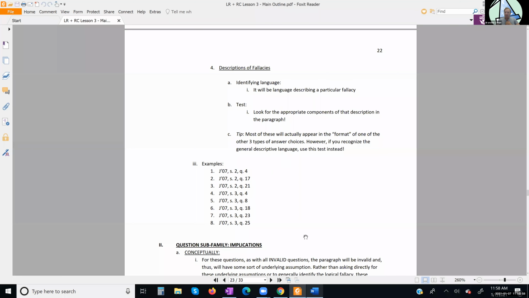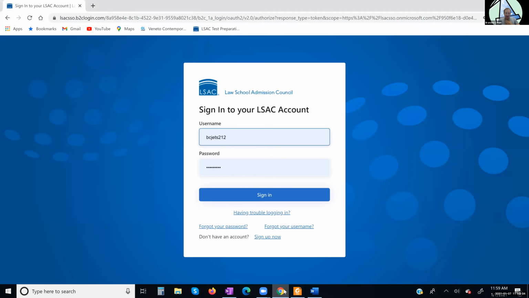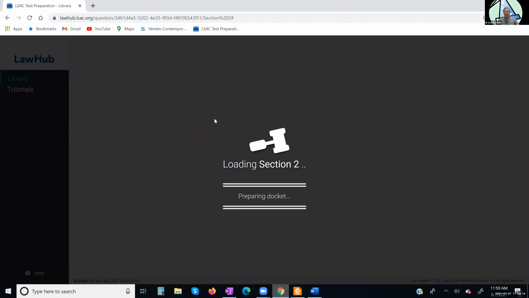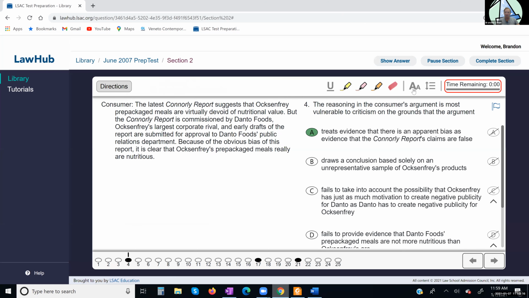So with this, June 2007, section 2, question 4. Where do I have it? Oh, I got it here. Oh, no, I got logged out. Got to log back into my Law Hub account, which if you don't have, I definitely strongly encourage you to do. It's $99 to get over 70 practice tests in the official digital format.